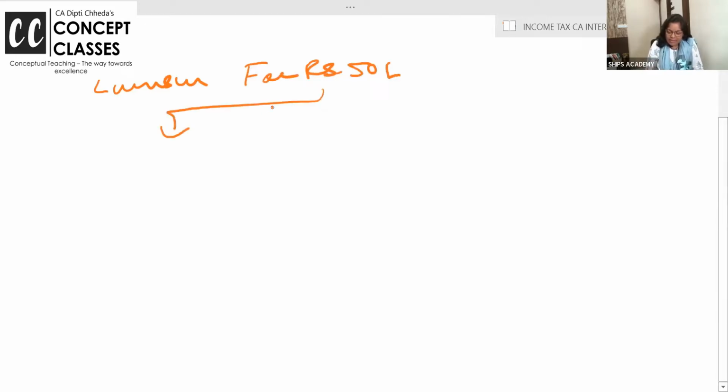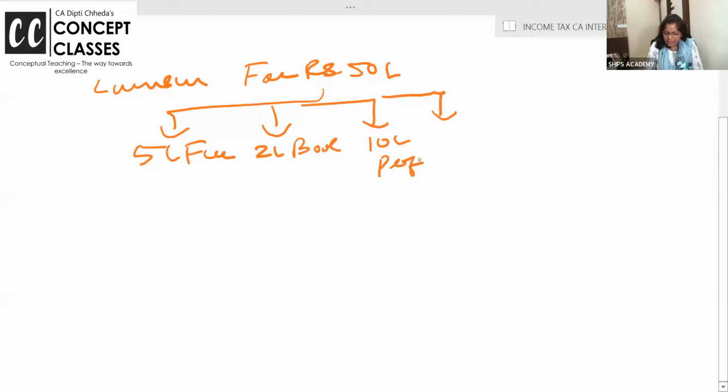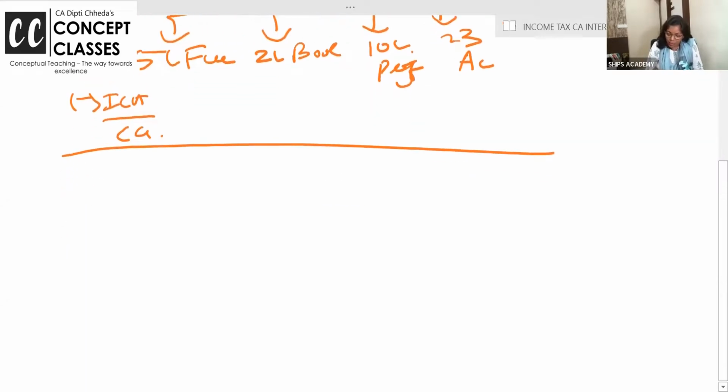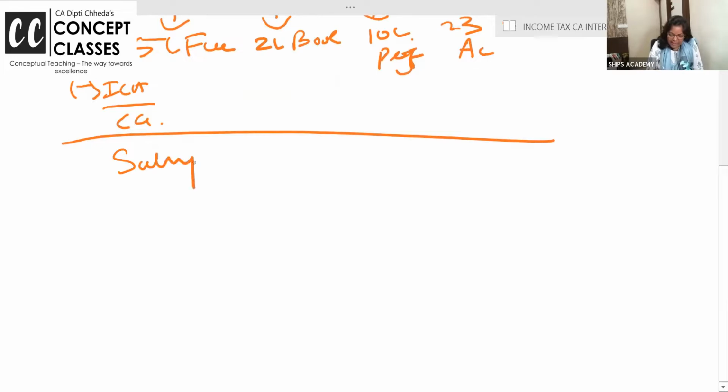So one way is, let us split that 50 lakhs: 5 lakhs is against the furniture, 2 lakhs is against the books, 10 lakhs is against the projector, and remaining 23 lakhs or whatever it is against the ACs and like this. So we can split the sale consideration minus the index cost of acquisition and calculate the capital gain. This is routine. Now what I'm teaching you, slump sale, is optional. Optional means you all have a choice.